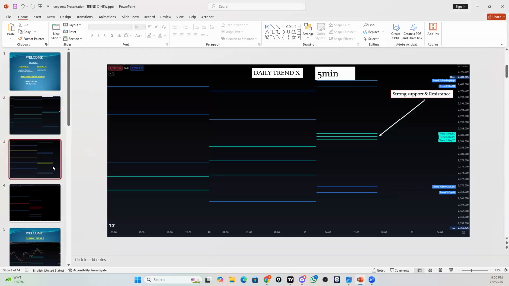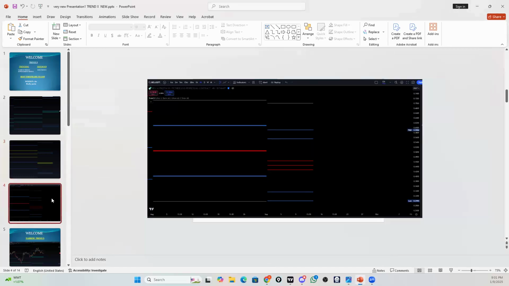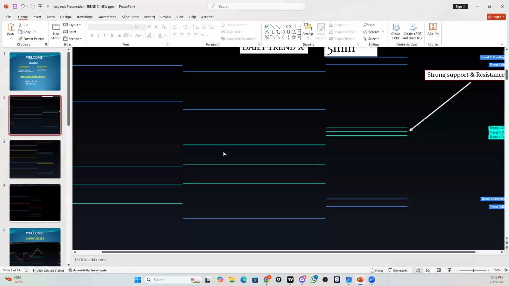Exactly the same thing for weekly. When we use the weekly Trendex, the time frame should be 1 hour. We get the three lines again, and this covers the entire week. These are the weekly resistance and weekly support. The same thing applies to monthly. This is the monthly Trendex, with three lines again: resistance, and below it support. Currently we are not focusing on the monthly Trendex, only on daily and weekly.